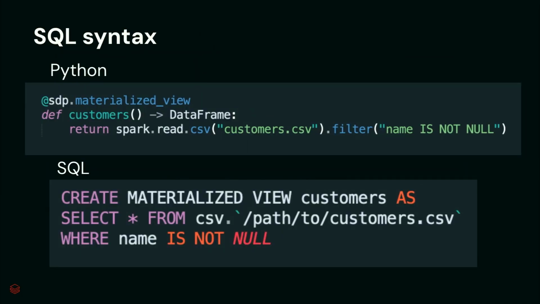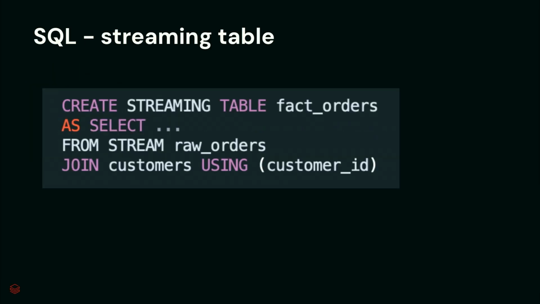I focused on Python APIs up to this point, but SQL is just as much of a first-class citizen of declarative pipelines as Python. You can basically do anything you can do in Python and SQL. So here are the equivalent materialized view definitions in Python and SQL. In SQL, the code looks just like a regular create statement. Here's what it looks like if we want to create a streaming table, like we did earlier in Python. Again, just a create statement.